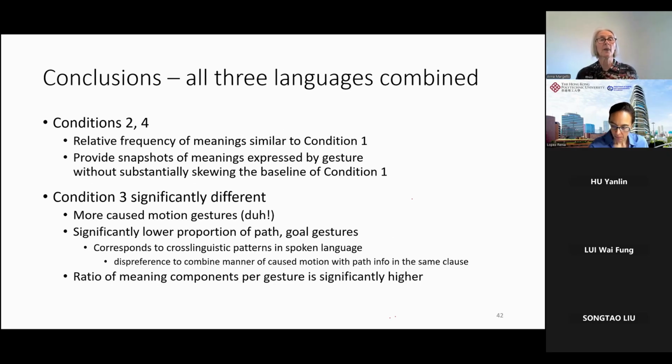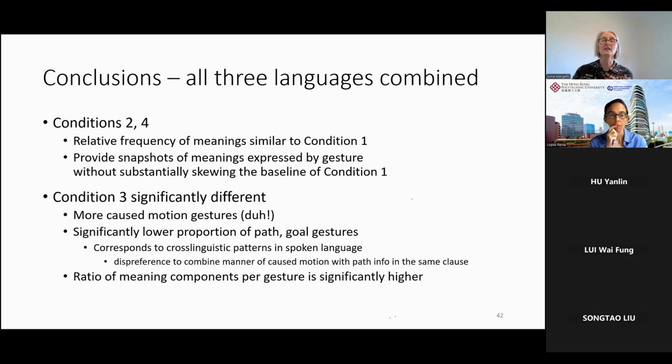Conditions 2 and 4, we find relatively little difference in the semantic profile and semantic makeup compared to condition 1, which, to remind you, condition 1 is all our gestures anywhere in the event expression. So conditions 2 and 4 give us, in a way, a good snapshot. It's not significantly different, and it doesn't skew the semantic makeup compared to condition 1.